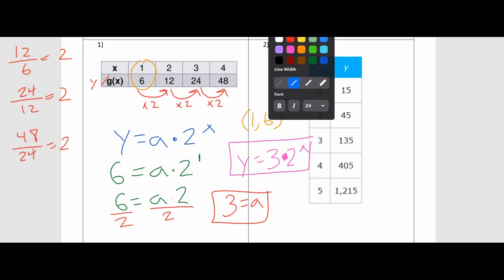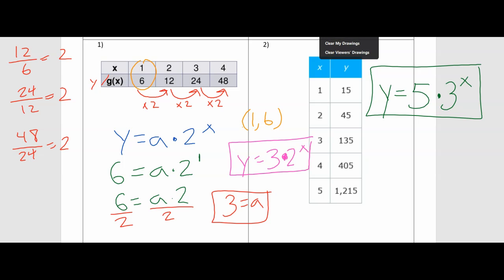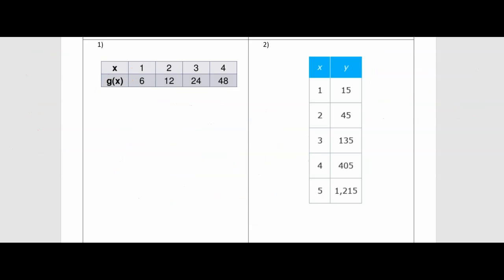All right, so I'm not going to go through it for time's sake, but this answer would be y is equal to, our y-intercept ends up being 5. Our constant ratio is 3. So y equals 5 times 3 to the power of x. Okay, let us try one with a graph.